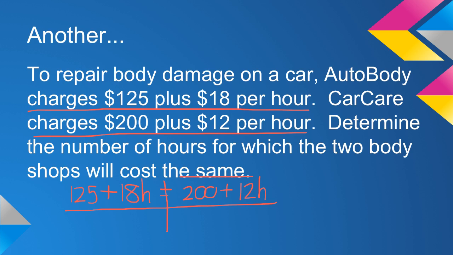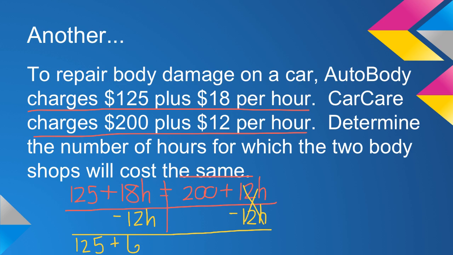So when you have both variables and constants on both sides of your equation, it does not matter where you start. Just pick something and go there. I'm going to go ahead and get rid of my variables because I generally start there. So I'm going to go over here this time. I'm going to take 12 h's off of both sides for no reason other than I don't like negative numbers. So notice this cancels. I'm left with 125 on one side and 6 h's, and on the other side I have 200.